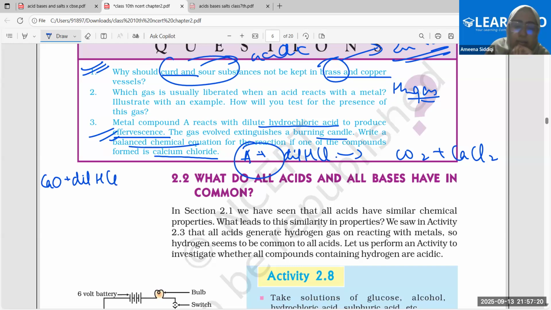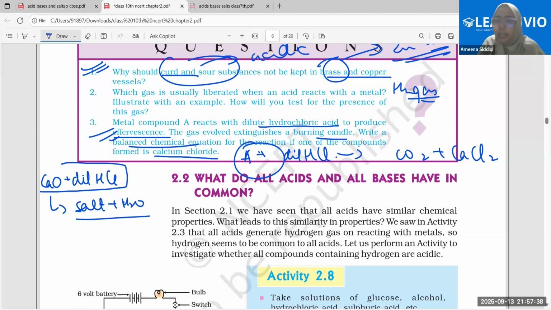Fine. So basically, if you just keep the reactants in your mind, leave the products. This is a simple reaction between a metallic oxide and an acid, okay? And that will surely give you the salt plus water. So we have discussed it right now. Are you getting it?